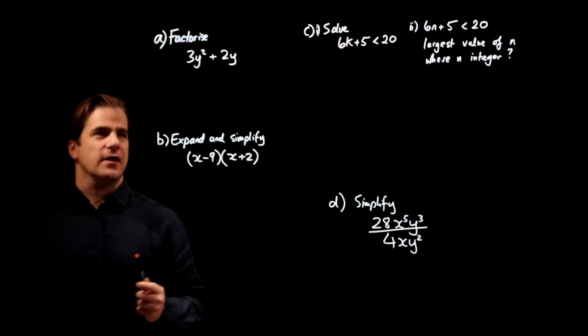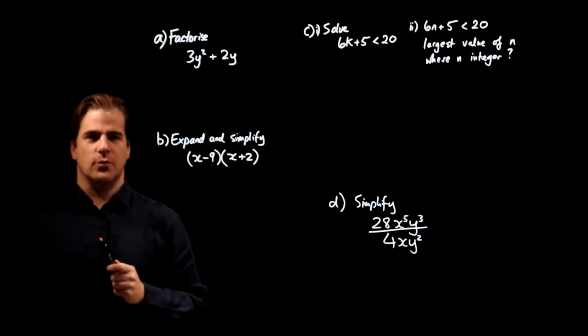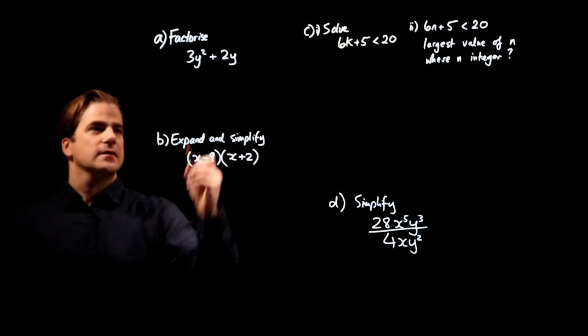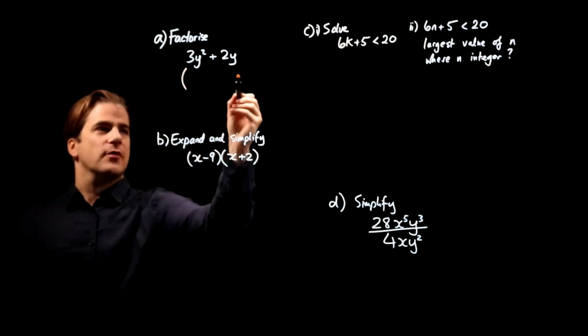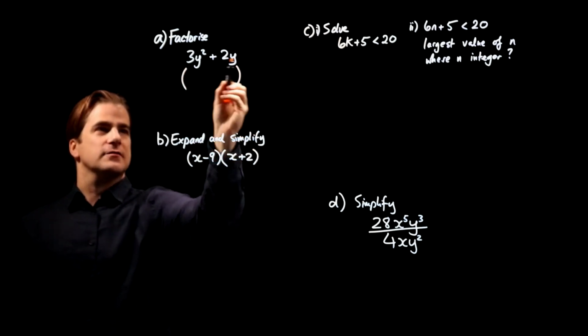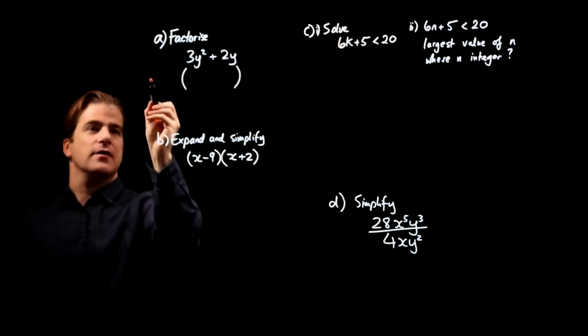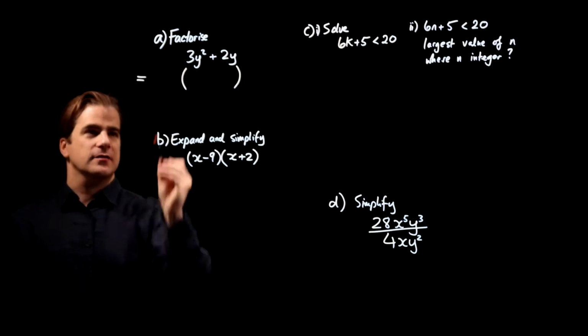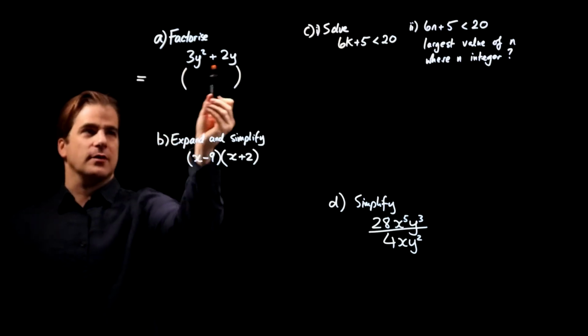Right, factorise 3y squared plus 2y. This is how you should do factorisation. Draw some brackets the same width as the original expression, and then leaving yourself a space here, put the equal sign in there. So you've got plenty of space to write whatever you're going to pull out.